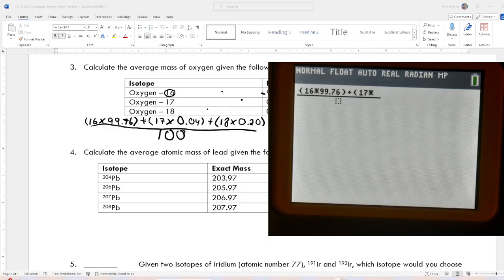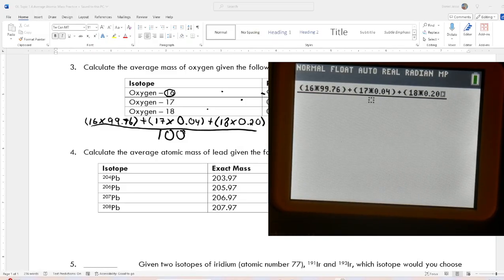17 times 0.04 plus 18 times 0.20. All right, we push down and we divide everything by 100.